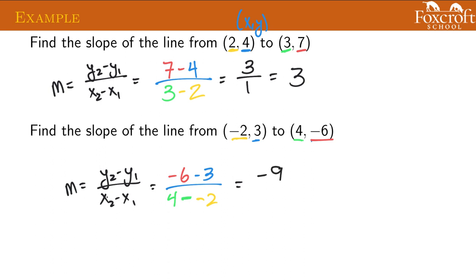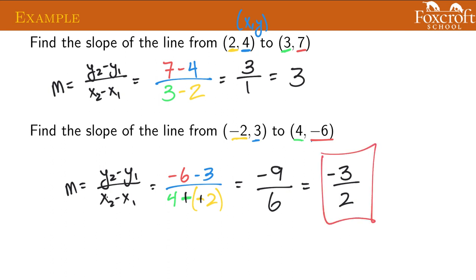And then again, we just simplify. -6 minus 3 is -9. We're taking a negative and subtracting a number, so it's going to get more negative. Here we have 4 minus -2. Generally, I'd put parentheses around this, so I know it's -2 and not subtracting 2. But we know when we have this double negative, these negatives cancel, and that's the same as adding. So subtracting a negative is the same as adding, and that gives me 6. And we already talked about in our fraction unit how to simplify fractions. It's going to be -3/2, because both of those are divisible by 3. So our final answer is -3/2 is the slope of the second line.